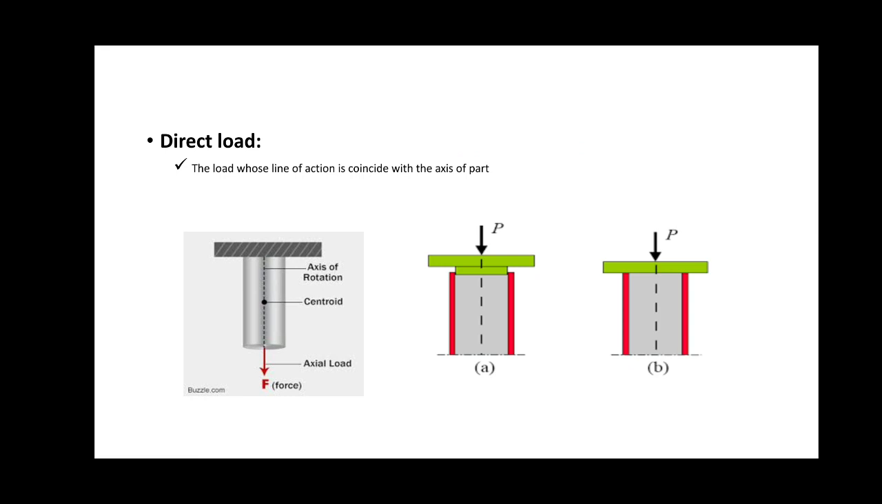Now, my dear students, today we are going to switch to direct load. This is again the fourth type of our types of load. We have a tensile load, we have a compressive load, we have a shear load. Now, the fourth type of load is what? Direct load.